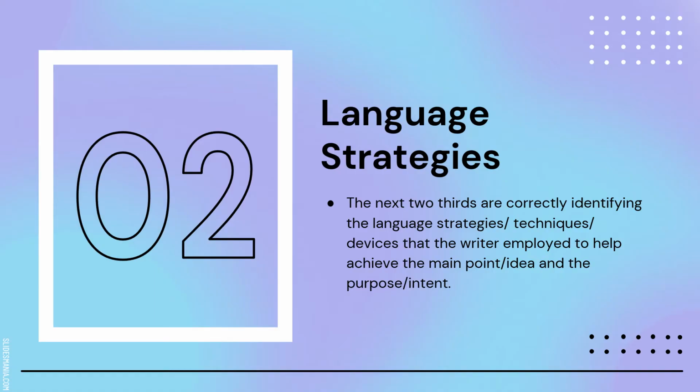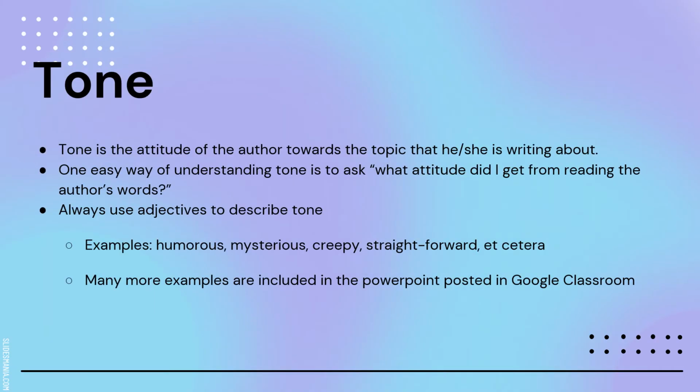The next two-thirds of your essay relies on you being able to correctly identify the strategies, techniques, devices that the writer has employed to achieve the main point or the main idea and to support his purpose or intent. This could include the tone of his writing, and the tone is the attitude that the author takes towards the topic that he or she is writing about.